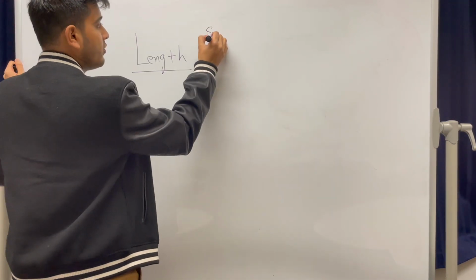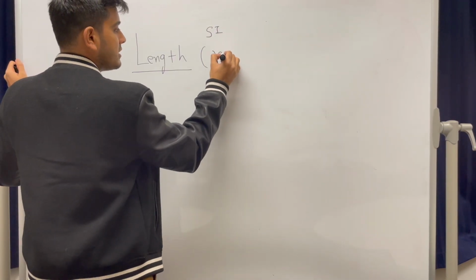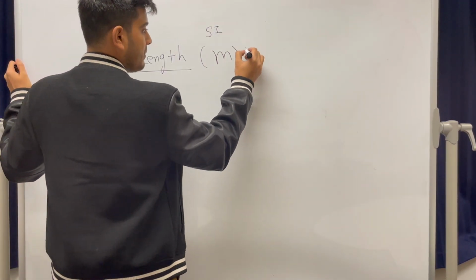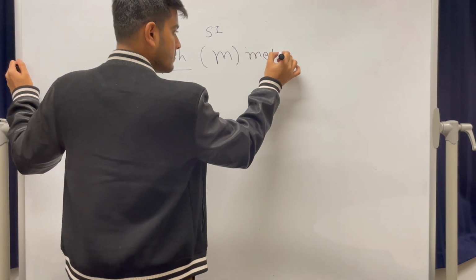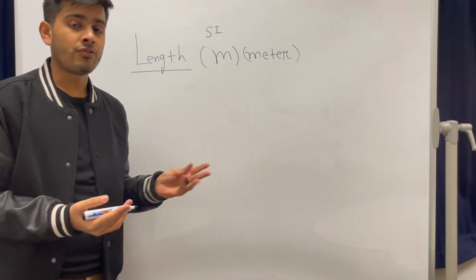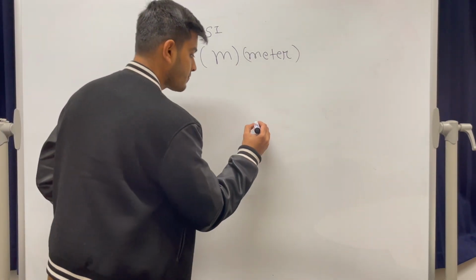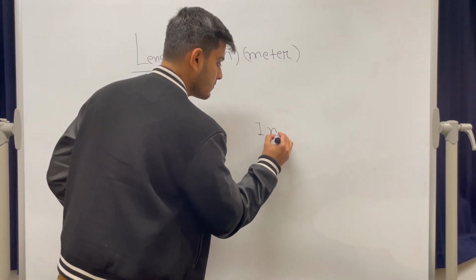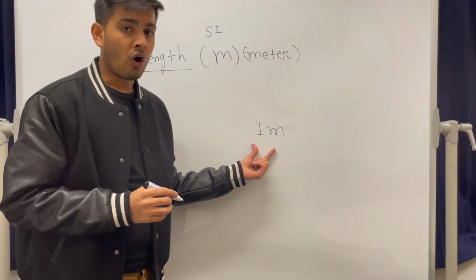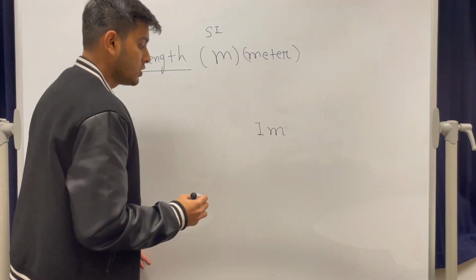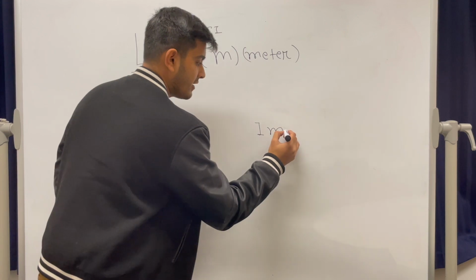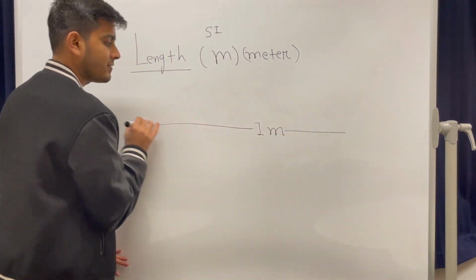We know the SI unit of length is meter. Small m, you can write meter as well. What is the relation of meter with other units? Example, 1 meter. We have to convert all the units into 1 meter. So 1 meter is our baseline for the length.